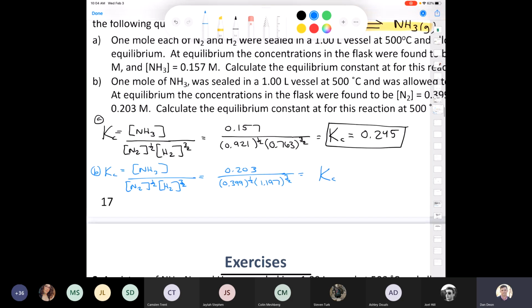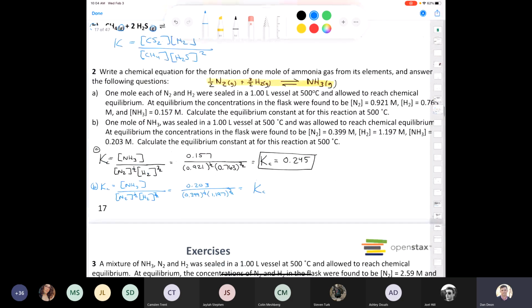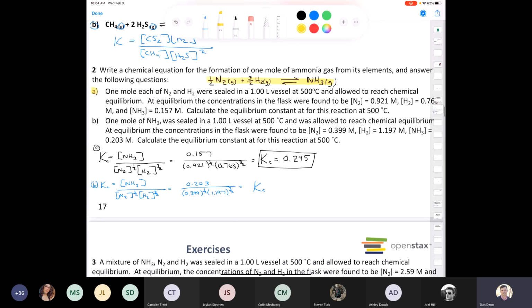Now, before I answer this problem and type the answer in, I want you to notice something very important here. If we read question A, it says blah, blah, blah, at equilibrium, here are the concentrations. Look in B, same thing.